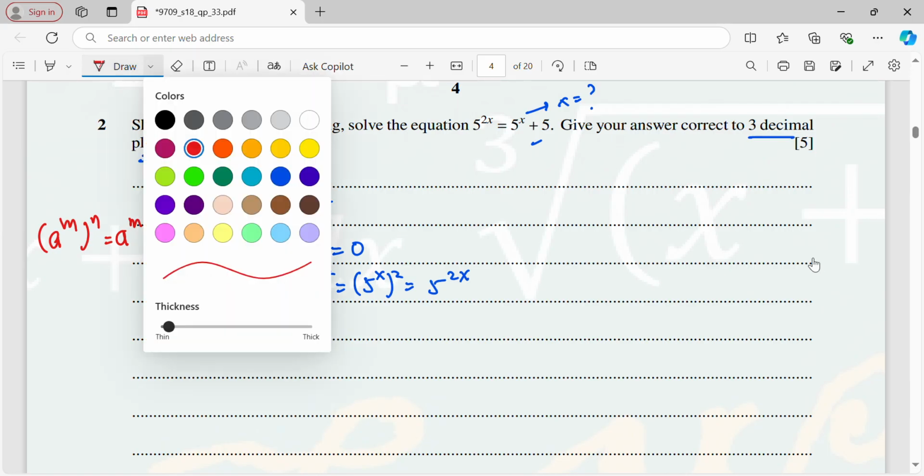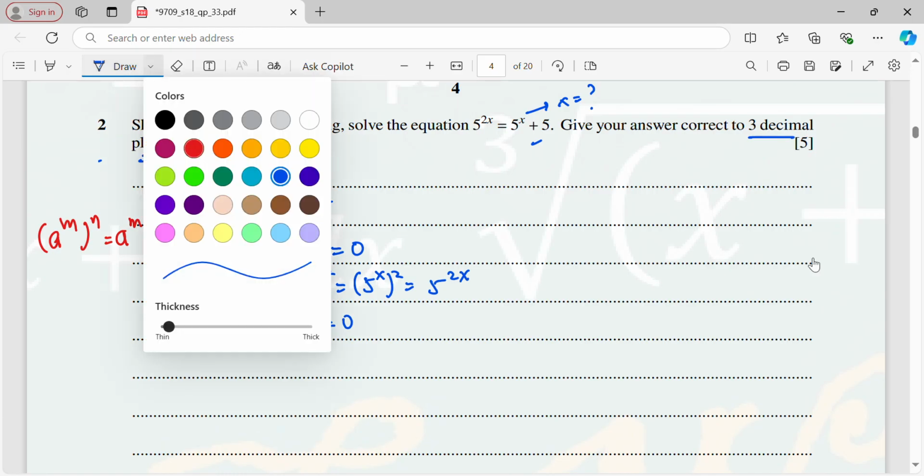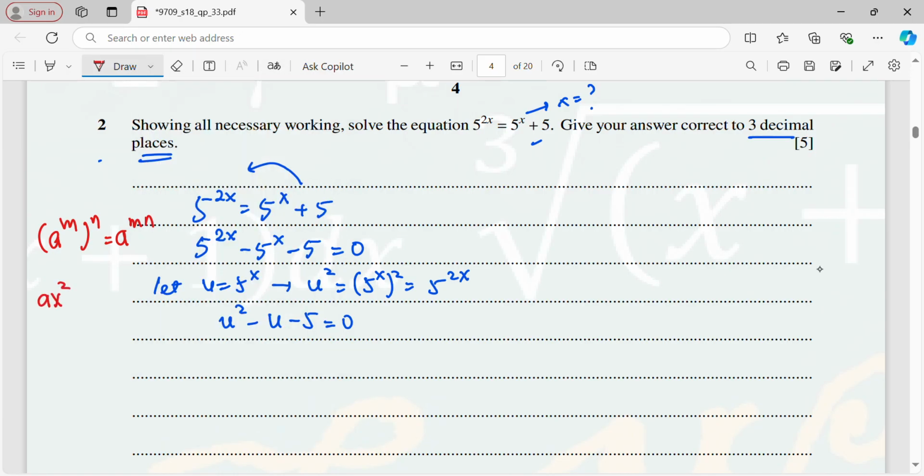Okay, then now here I will be getting a quadratic equation. So the first term becomes u squared, the second term is u, the third term is minus 5 equals 0. And this quadratic equation cannot be factorized. Therefore, I will be using the quadratic formula. So quadratic formula, ax squared plus bx plus c equals 0.